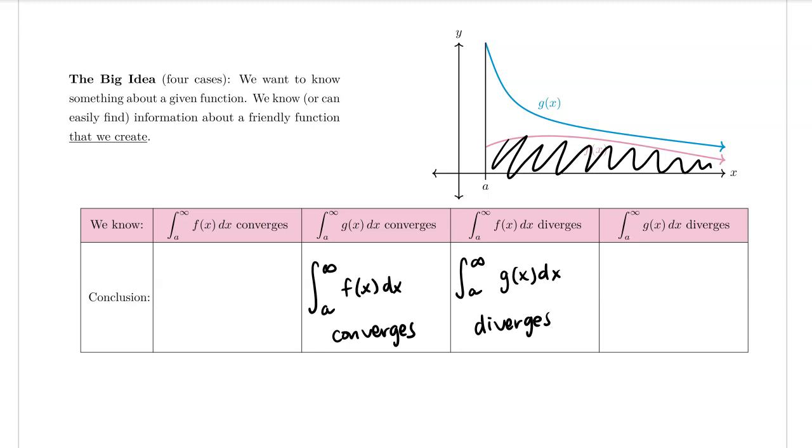Suppose that the integral from a to infinity of g of x dx diverges. That means that the area under g of x is infinite. However, f of x is smaller than that, so it could either be infinite or finite, which means that in this scenario, we can't really come to a conclusion. In other words, this is inconclusive.